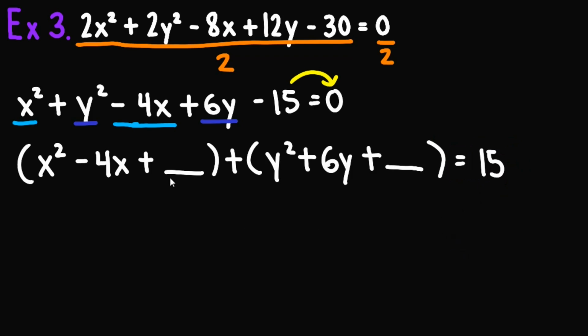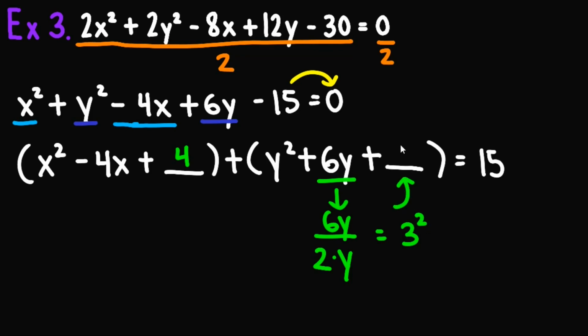And now let's try to complete the square here. So we have 4x. What we do is we divide this by 2 times the square root of the first term, which is x. This is equal to 2, get the square, and we'll have 4. For the next one, we have 6y, divide that by 2 times the square root of the first term, which is y, and we get 3. Get the square of this one, and we obtain 9.